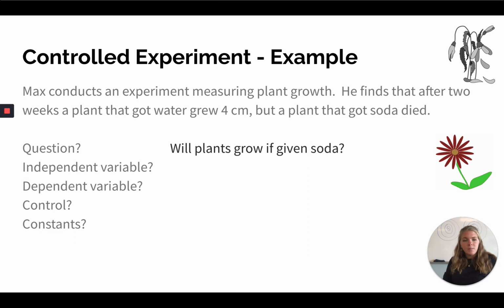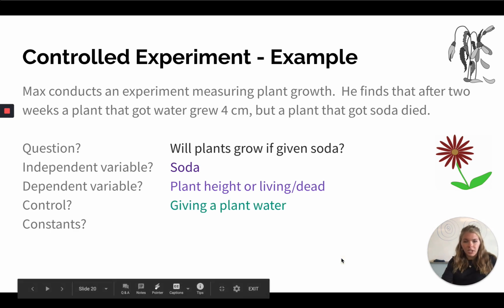So what's the independent variable? What is he changing? He's changing that plants are getting pop. And what is the dependent variable? What is he measuring? He's measuring their growth. The control, what is normal, would be giving the plants water.